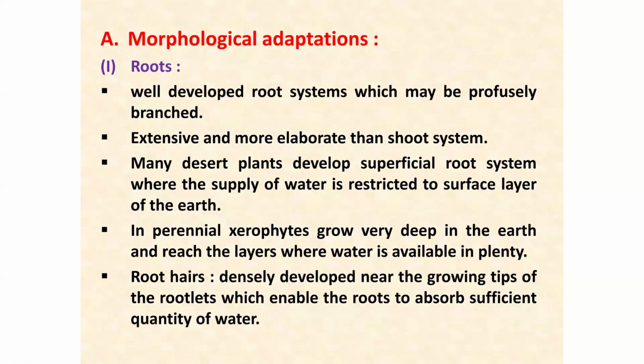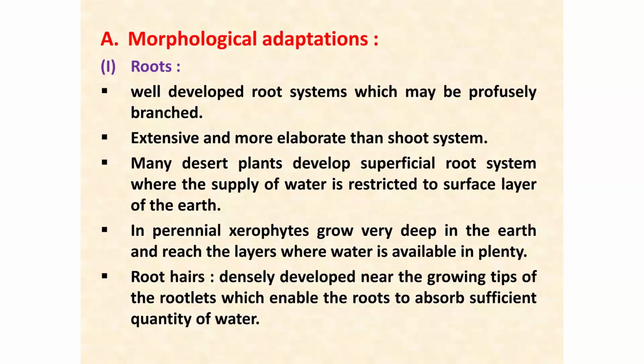Here the profusely branched, well-developed root system is seen in the xerophytes, extensive and more elaborate than the shoot system. Many desert plants develop a superficial root system where the supply of water is restricted to the surface layer of the earth. In perennial xerophytes, the roots grow very deep into the earth and reach the layers where water is available in plenty.